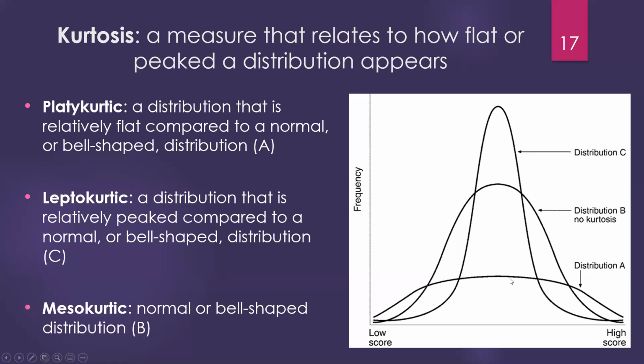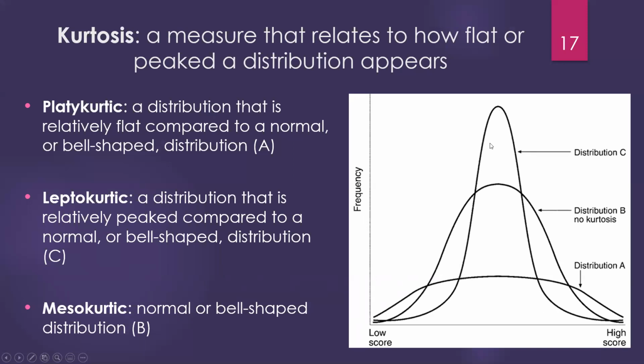Mnemonic device for this, think plateau. Plateau is something that's flat, or I always think of platypus. A platypus's tail is really flat, right? So if that helps you remember, feel free to use it. So platykurtic is this flat one that shows a distribution that's really spread out, right? That there's a good number of high values, there's a lot of values in the middle, there's a good number of low values. Compared to what's called leptokurtic, so this one with a really high peak, this one has not too many people with high scores, not too many people with low scores, but a whole lot of people with scores in the middle, right?